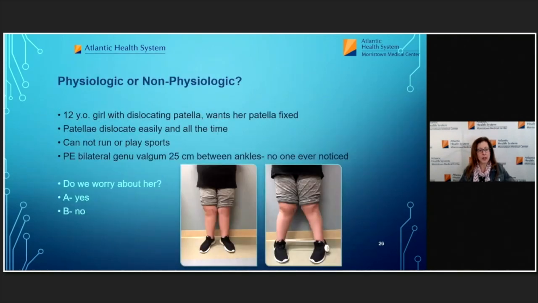So now, let's look at this 12-year-old girl. She's got a dislocating patella. She wants her patella fixed. She came to the office because the patella is dislocating. It's going in and out all the time. She can't run or play sports. She's got bilateral genu valgum, 25 centimeters between her ankles. No one ever noticed she was knock-kneed before. It was like a shocker to point this out to the family. Do we worry about her? Are we going to fix her kneecap? How are we going to approach this child?